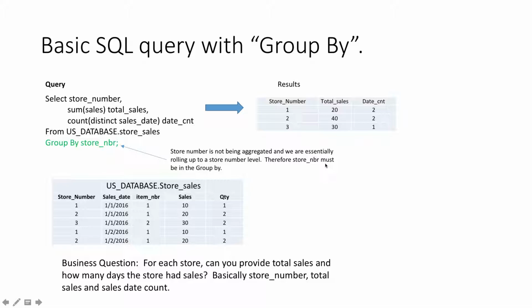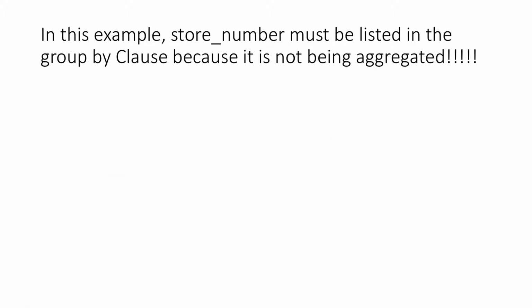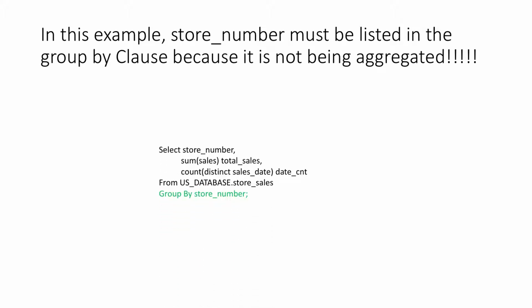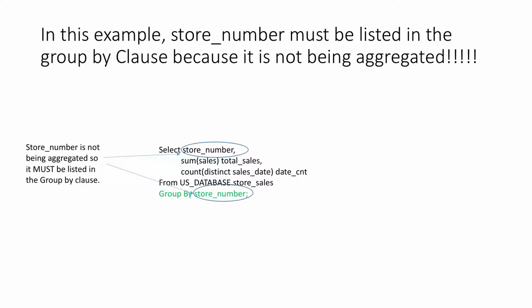Again, since we're rolling up to the store number level, store number must be in the group by clause. And I just want to reiterate the importance of the group by clause, because a lot of people have trouble understanding why you need to do it. And that's just telling the system, hey, we're going to roll up these other columns to this level.